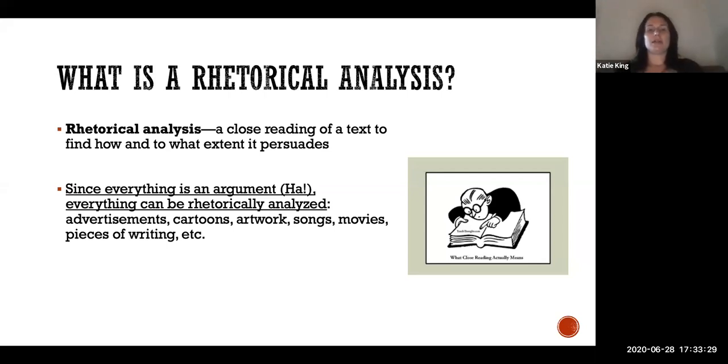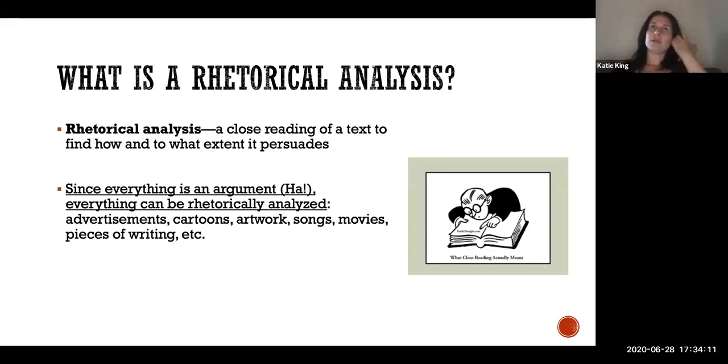So rhetorical analysis is a close reading of a text to find how and to what extent it persuades. And since everything is an argument, like chapter 1 in the textbook so clearly states, anything we look at can be analyzed rhetorically, okay? That includes advertisements, cartoons, artwork, songs, movies, pieces of writing, etc. So when we say something like close reading, really what we're talking about is rhetorical analysis, because we're not just reading for a summary. We're not just reading to then regurgitate back and say, this is what happened in the text. At this point now, we've got to do something with that.